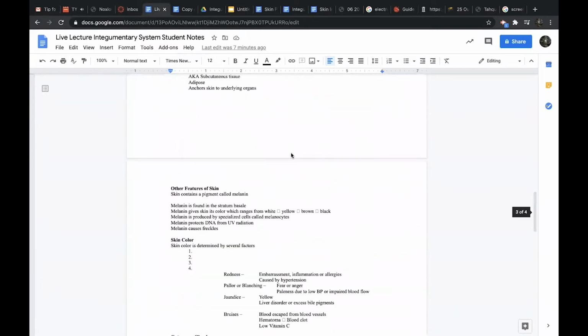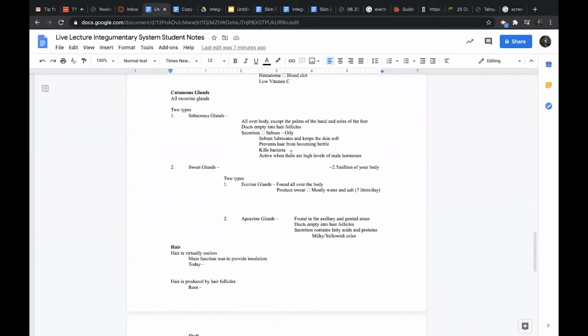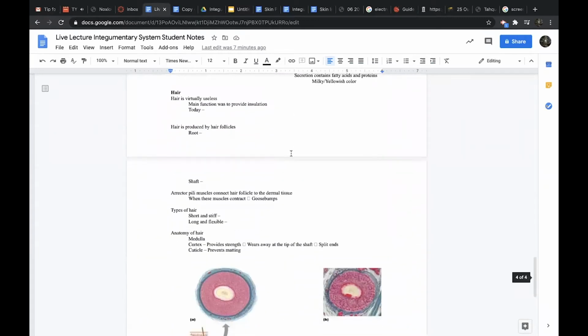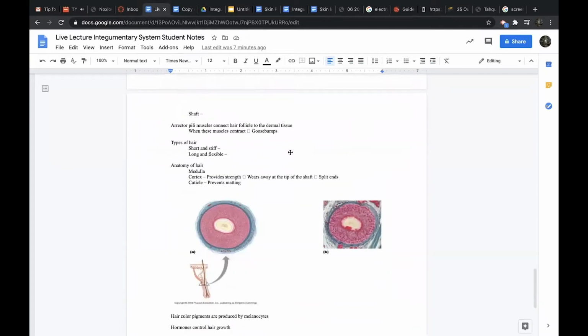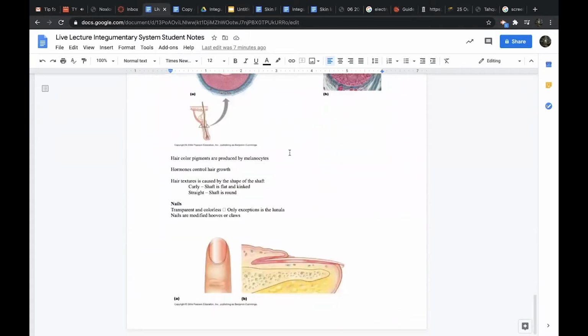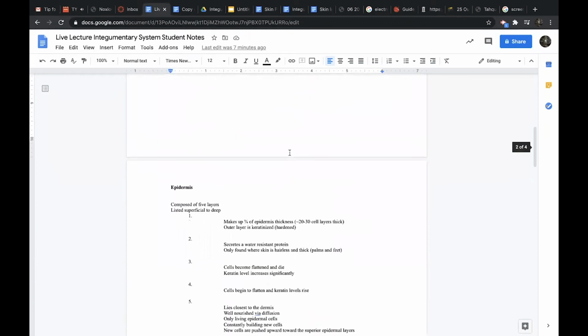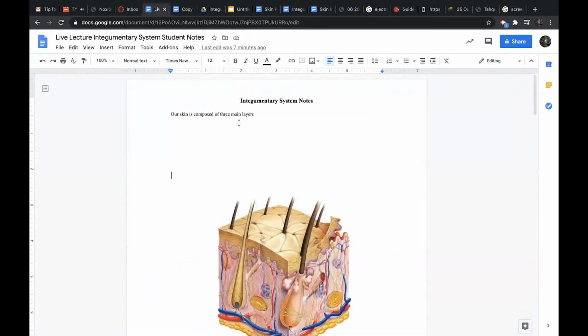Okay, so there's quite a bit of things and features we need to know about the integumentary system, and that includes skin, hair, and nails. So without further ado, we'll start at the top. Our skin is composed of 3 main layers, and you may have heard them before.